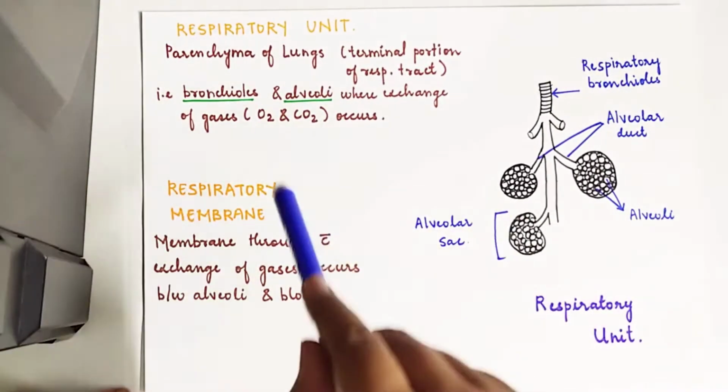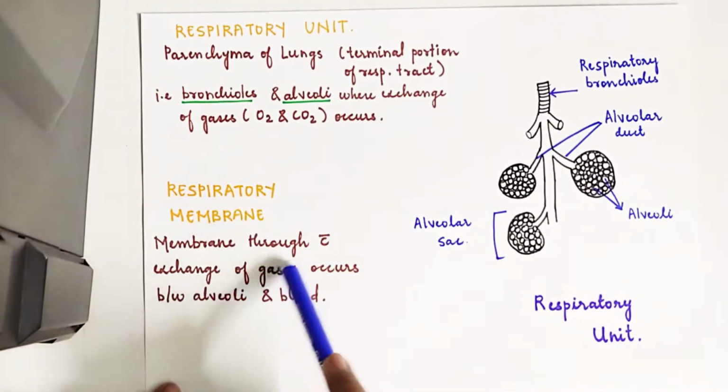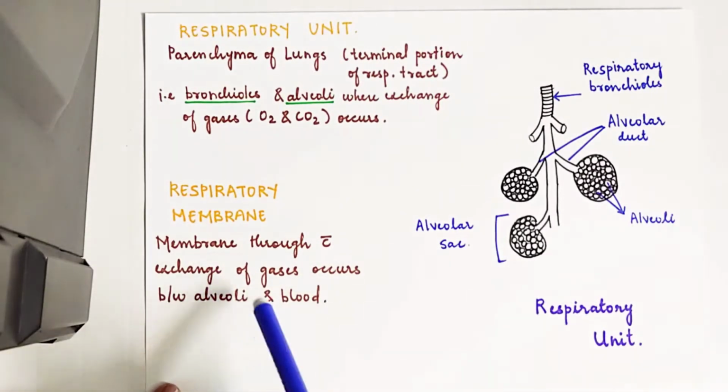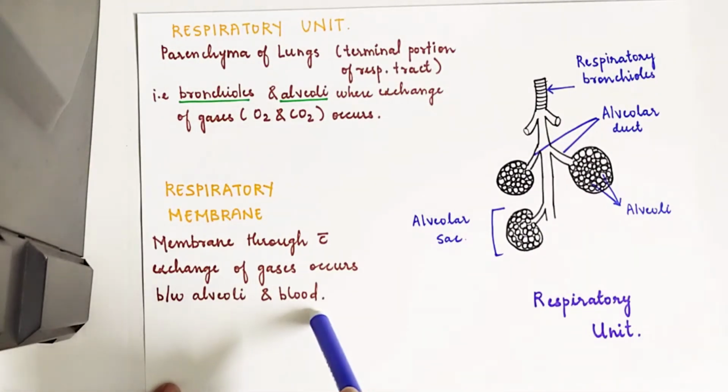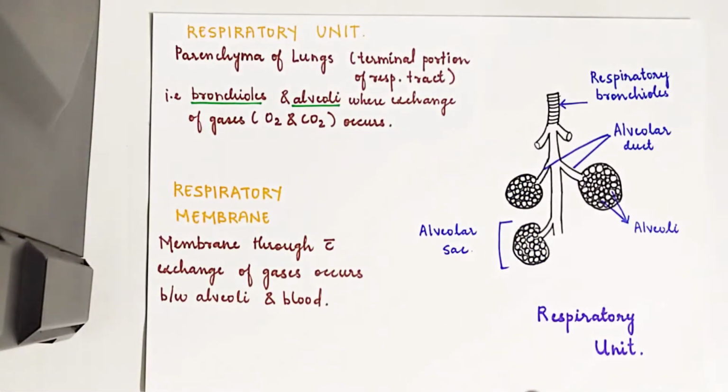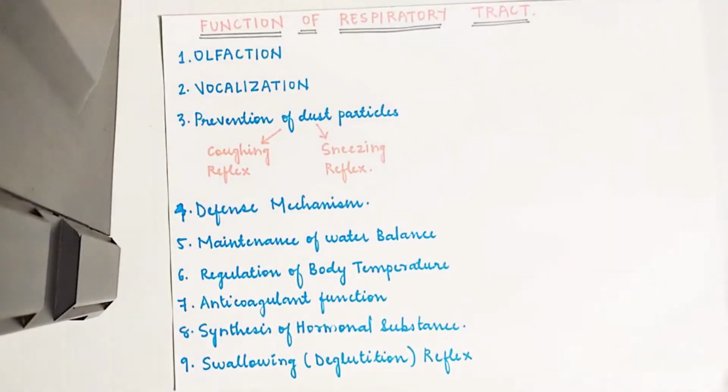Now the respiratory membrane is a membrane through which exchange of gases occurs between the alveoli and the blood. So it is mainly the membrane through which the exchange of gases, that is O2 and CO2, occurs between the alveoli and the blood. So starting with the functions of the respiratory tract.